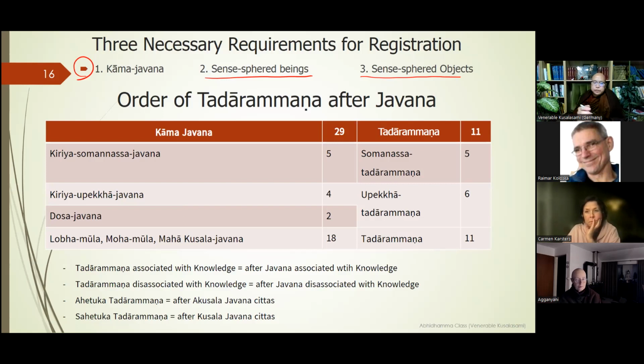And Kama Javana must be with sense sphere beings. Even though, for example, you practice samatha meditation, and one day you may reach some kind of jhana state, a Rupavacara jhana state, you are a sense sphere being, but the object of that thought process is not a sense sphere object, it's Rupavacara. So then there's no Tadaramana. That's why these three must be met together. So these are the three necessary requirements for registration to arise. Okay.